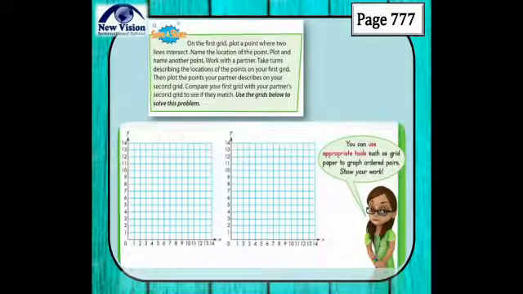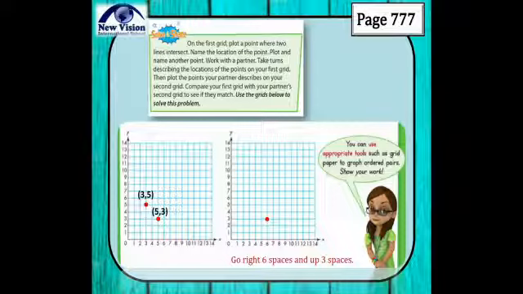So you are asked to plot points. So first, let's have this point, and the ordered pair of this point is 3, 5. Next is the opposite, which is 5, 3. On the other grid, let's have 6 and 3. So go right 6 spaces and up 3 spaces.